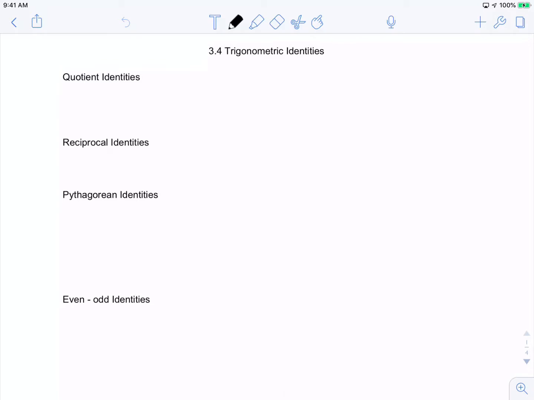Today we're going to cover section 3.4, Trigonometric Identities. First we'll talk about the quotient identities. Tangent theta is equal to sine theta over cosine theta. That's one of them. And cotangent theta is equal to cosine theta over sine theta. You can see they're reciprocals of each other, like they're supposed to be.